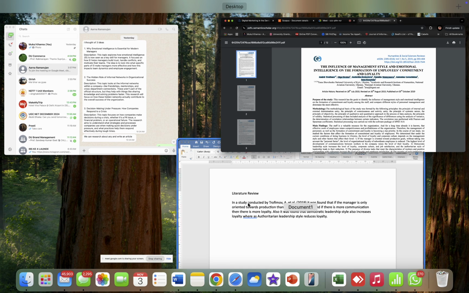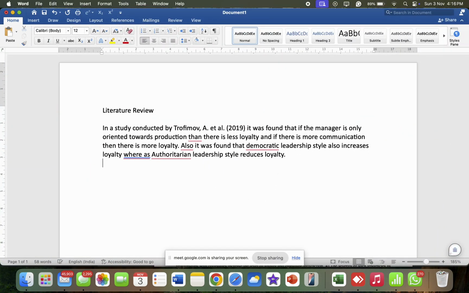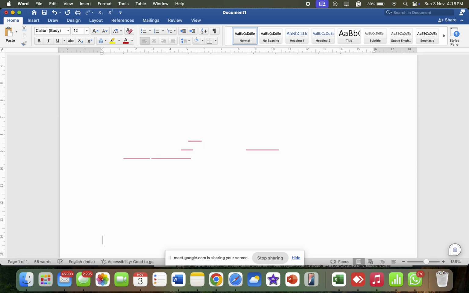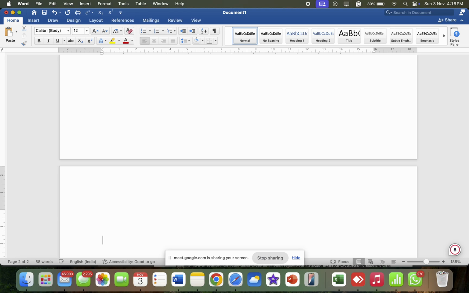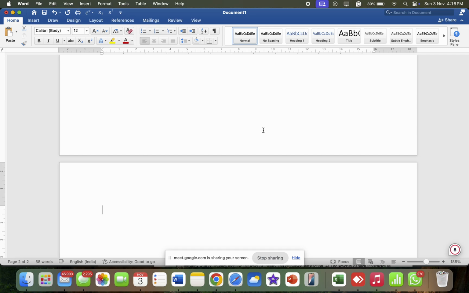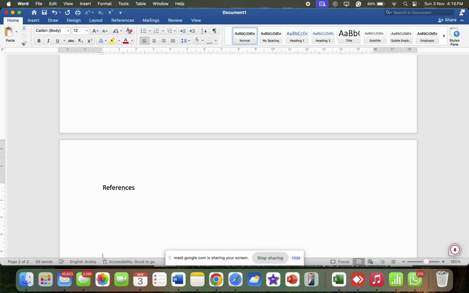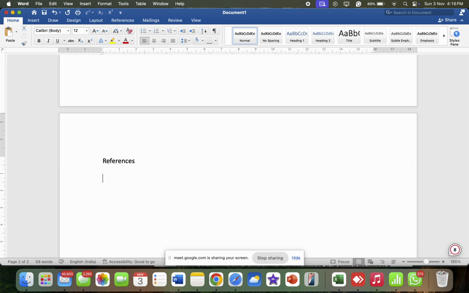We cannot write et al. in the references. References are usually at the end of the document, so we'll take a second page. On the second page we will do the referencing part. Is that clear? Yes, sir. So this is our second page, so let's write down references. The first reference will be this one. First we have to write down the names of the authors. Is that fine? Yes, it is fine.